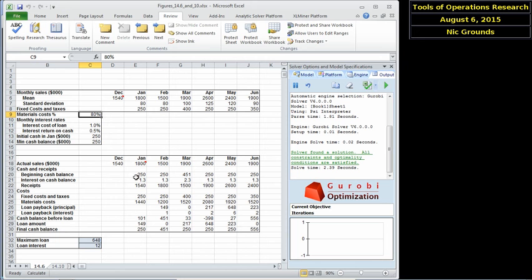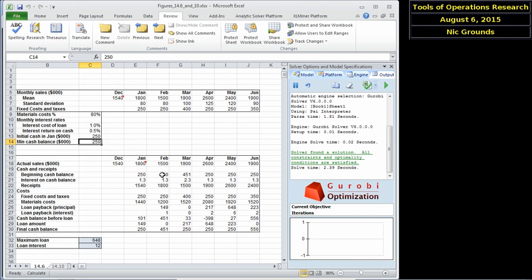It's 80% of sales. So if we think we'll sell 1.8 million, we need 80% of that paid in January to build or make or buy or fabricate or whatever we do the product that we will sell for 1.8 million. We have to pay 80% of that in costs. The interest cost of taking a loan out, we have to pay it back with 1% interest. The interest returned on extra cash we have, 0.5%.